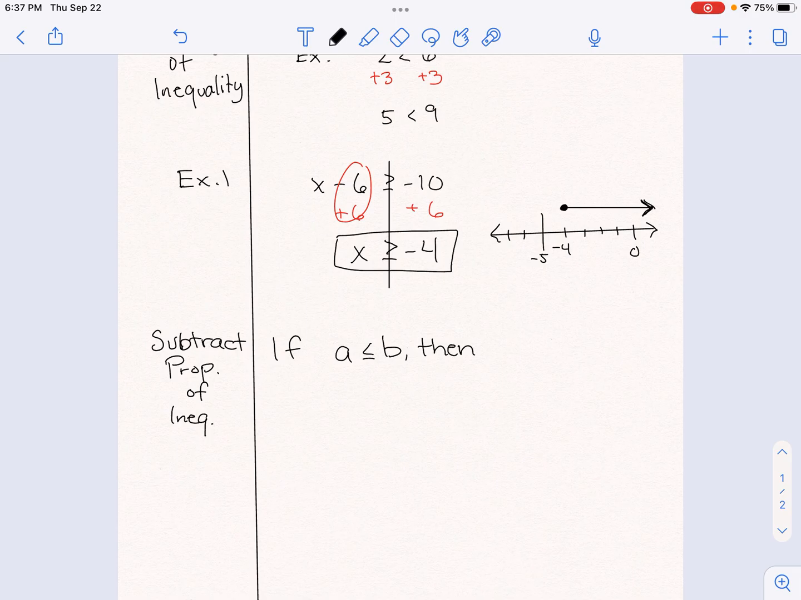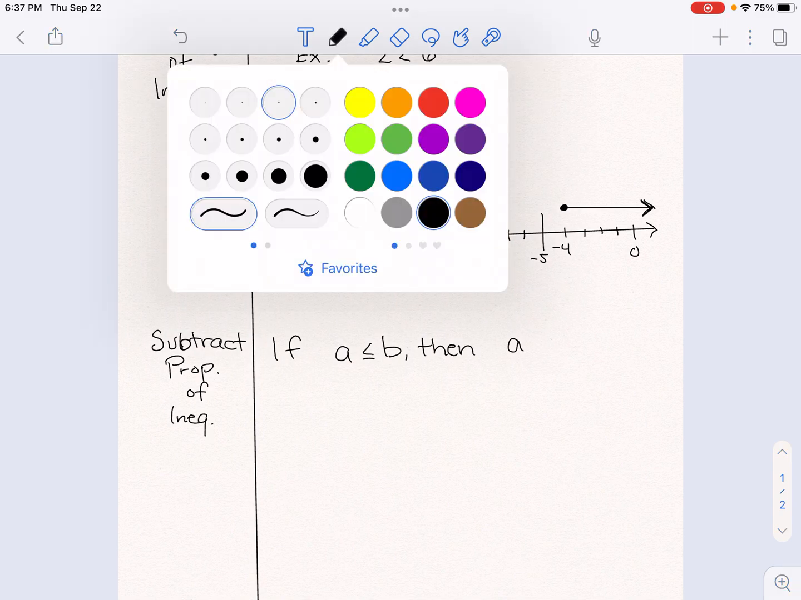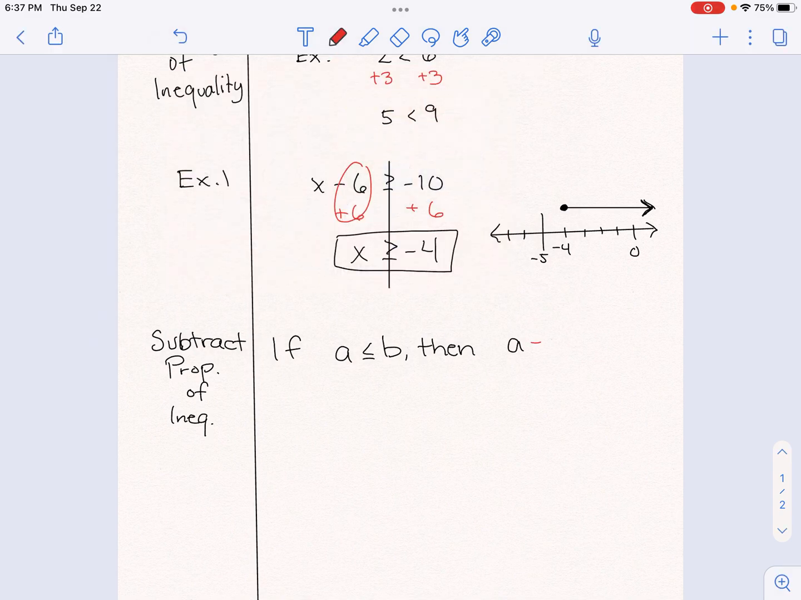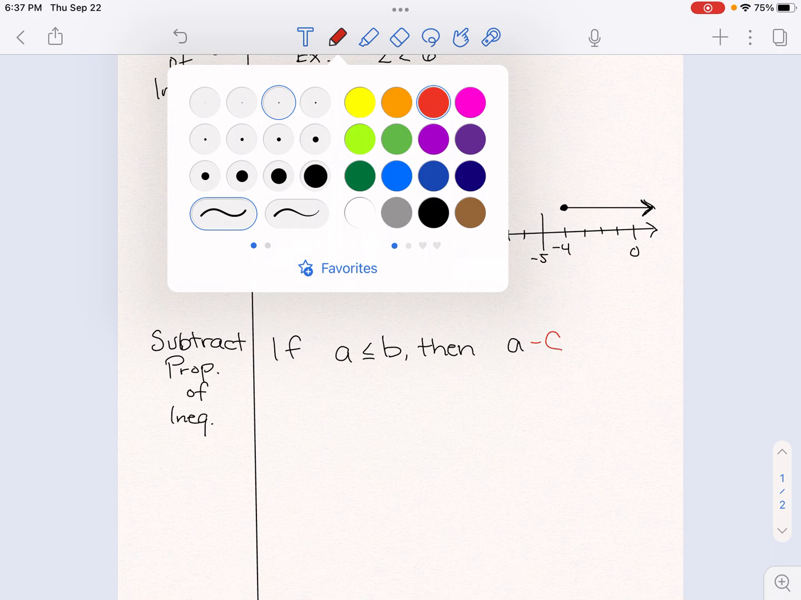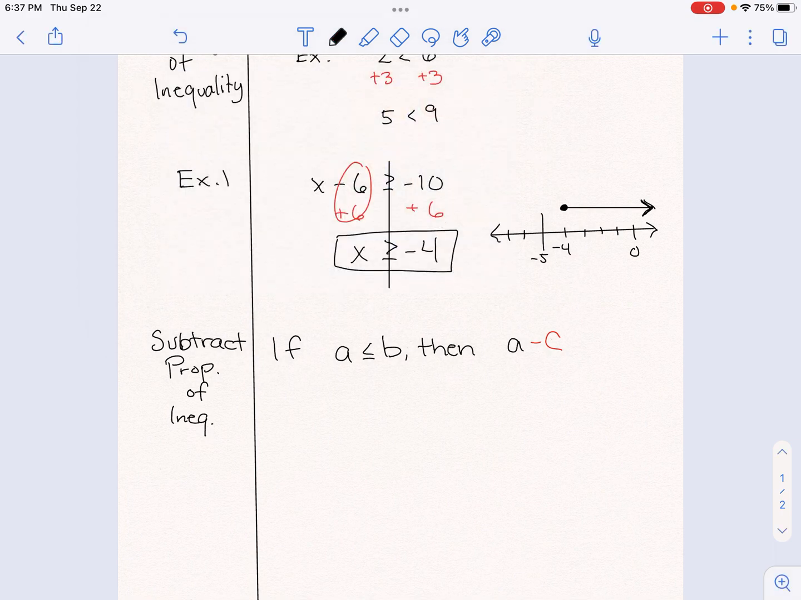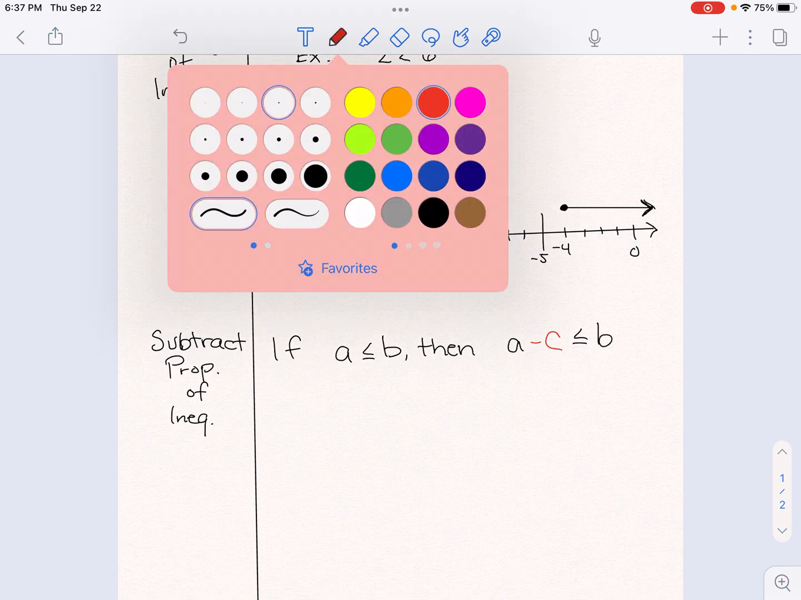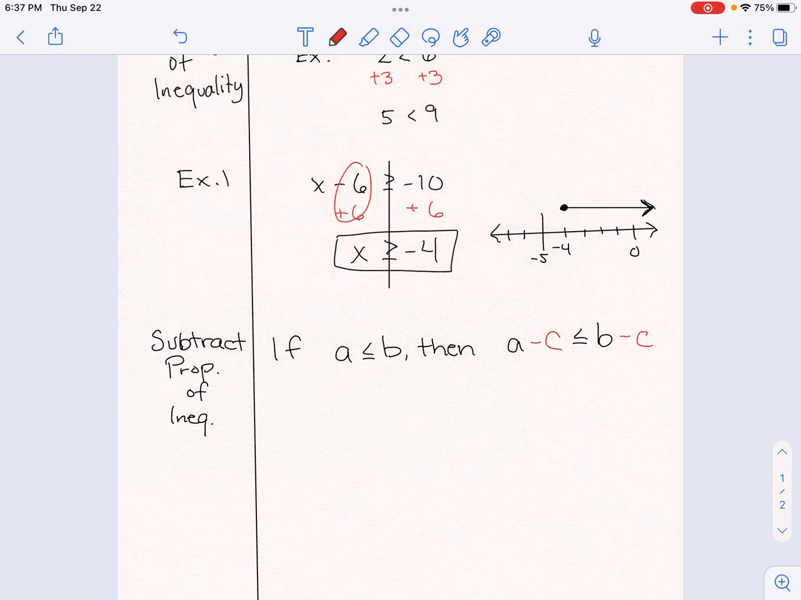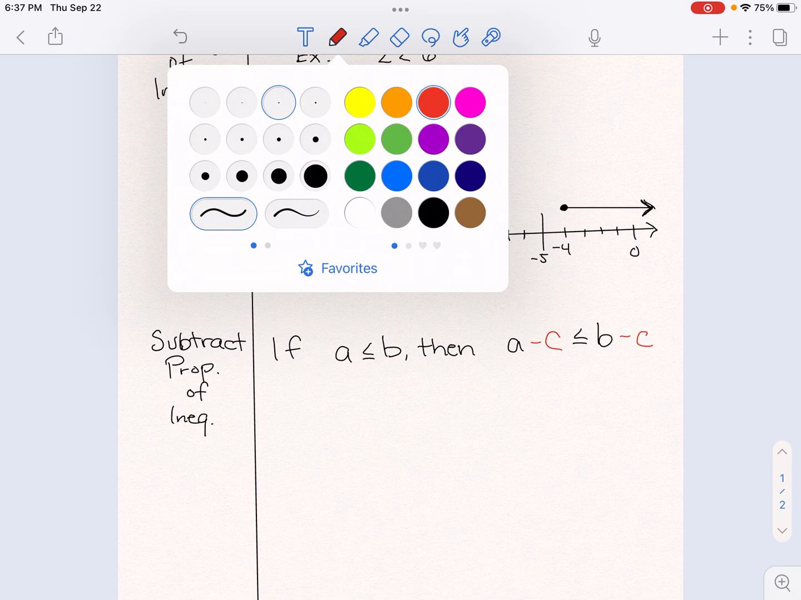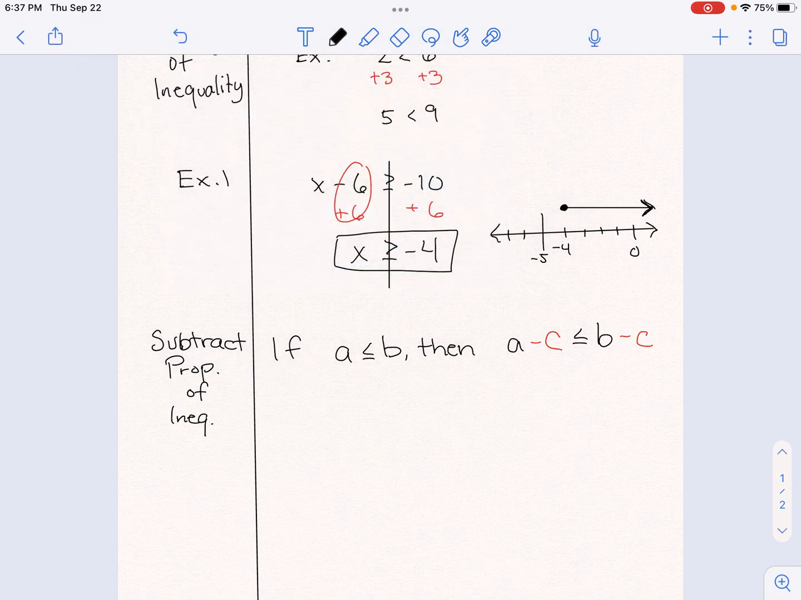So we're going to say A, I'll subtract, let's say I subtract a value of C from both sides. The inequality still stays the same, right, less than or equal to B, and then minus C. Right, it's still going to be less than or equal to. All right, good.